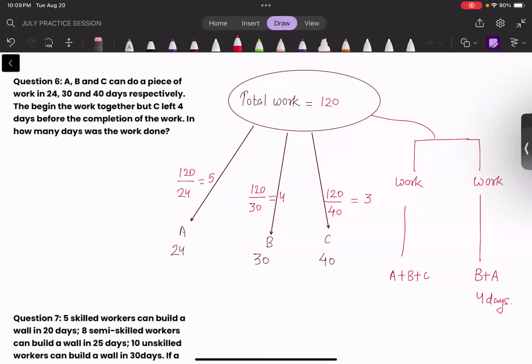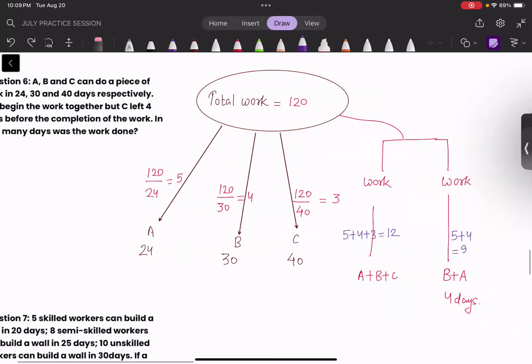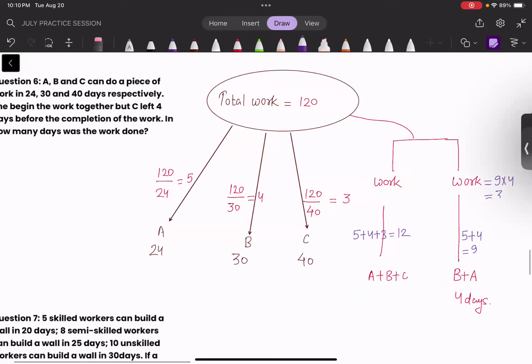A plus B plus C, what is the work rate? So 5 plus 4 plus 3. That means 12. What is the work rate of A plus B? 5 plus 4. That is 9. Okay, please answer. We are calculating for this part. 4 days. Per day you will solve 9 questions. So how many questions you will solve? You will solve 9 into 4, 36 questions in 4 days.